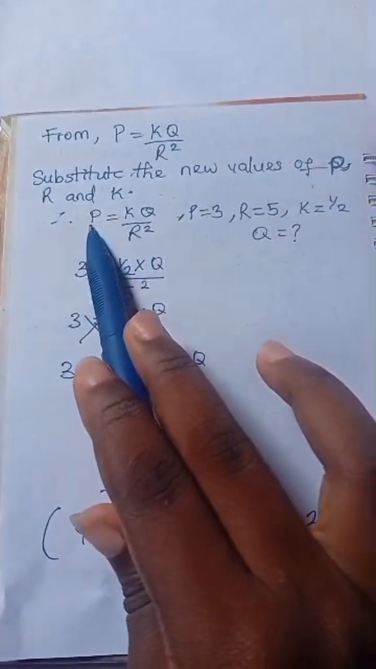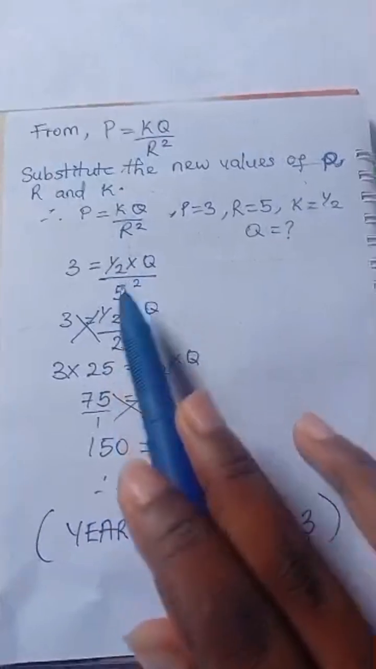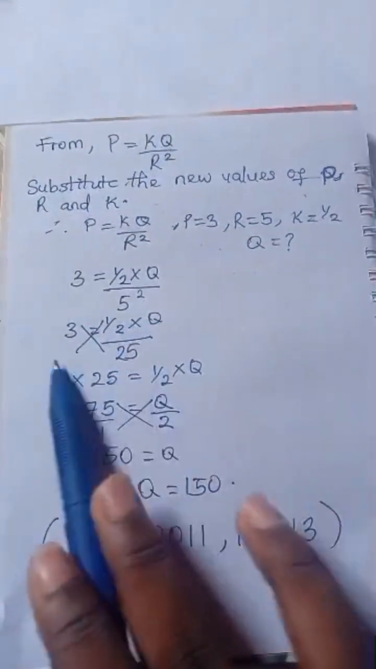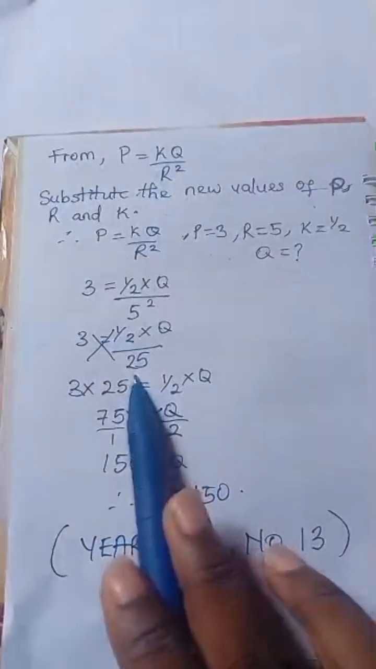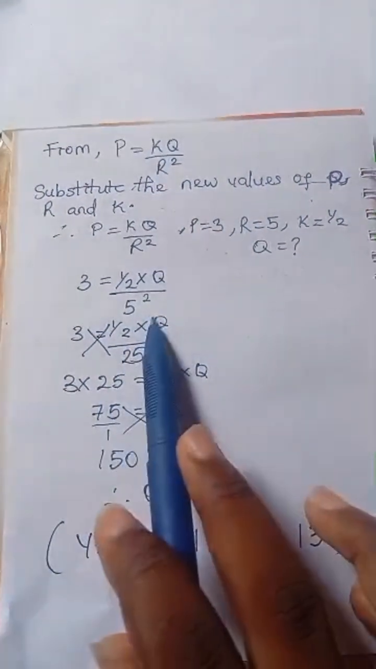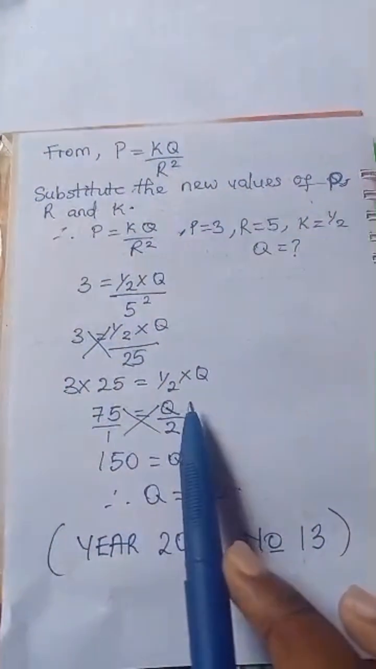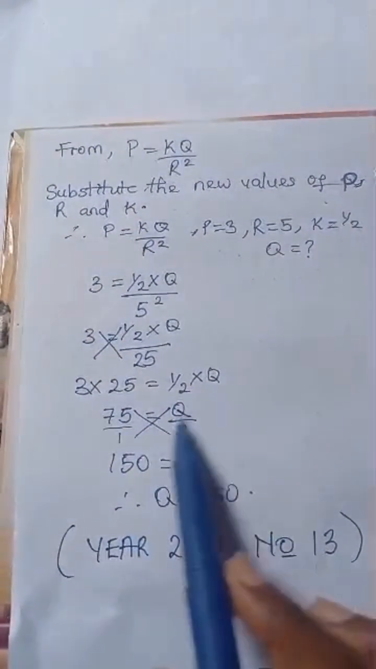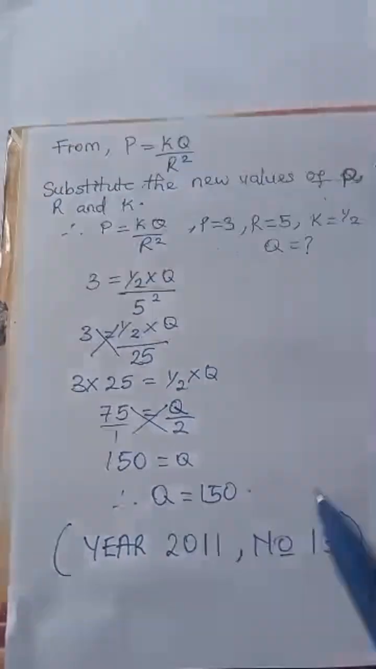So P from this formula here is 3. k, what we got, is 1 over 2. We're looking for Q. Our R is 5. So 3 is equal to 1 over 2 times Q over 5 squared, which is 25. I cross multiplied. That will be 3 times 25, 75. It remains a half times Q here. So that will be 75 is equal to Q over 2. So cross multiply. Q is now equal to 150. So therefore Q is equal to 150.